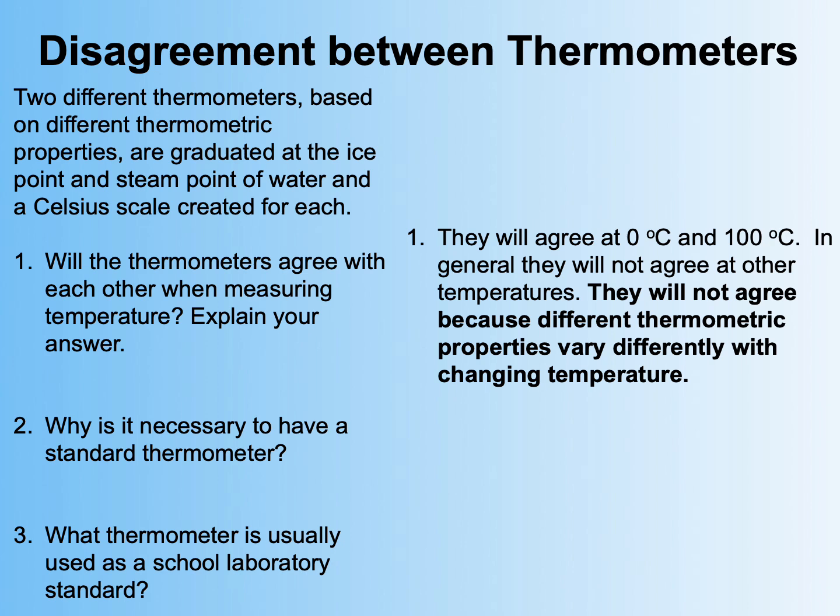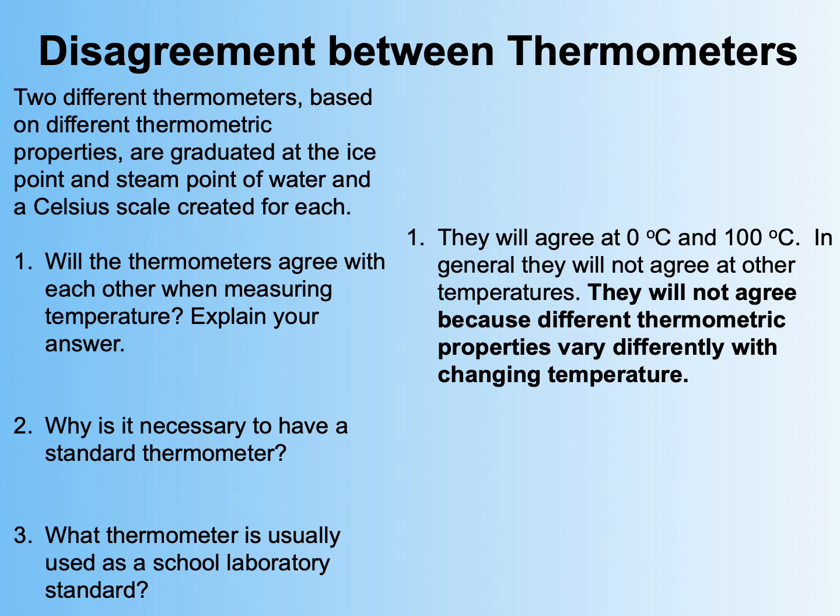So question 1, will they agree with each other when measuring temperature? They will agree at the two fixed points, 0 degrees Celsius and 100 degrees Celsius. In general, they will not agree at other temperatures in between. And the reason, here in bold, is how you would answer this in an exam. They will not agree because different thermometric properties vary differently with changing temperature.